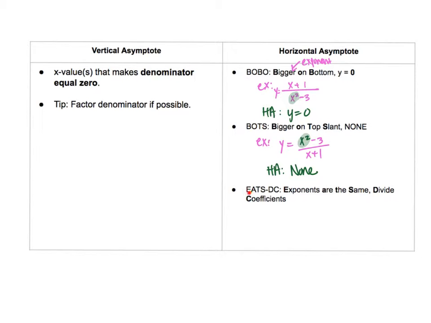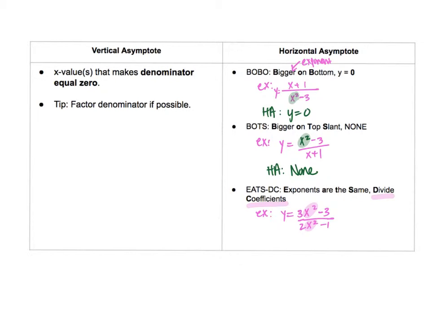As for the last one here, EATS DC means exponents are the same, divide by the coefficient. Okay, so what that means is in the situation where you have the top and bottom, the highest power in the top is also the highest power in the bottom. Well, you can see it with this case, both of the exponents here on the top and the bottom, the highest ones, are both the same, right? So what you have to do is divide by your coefficients of those exponents, or those variables.